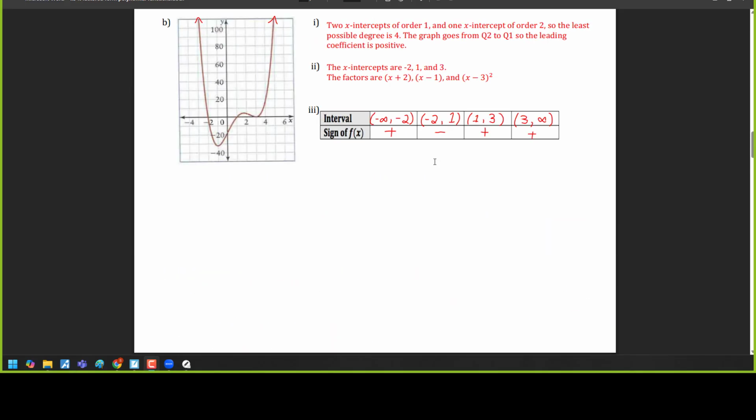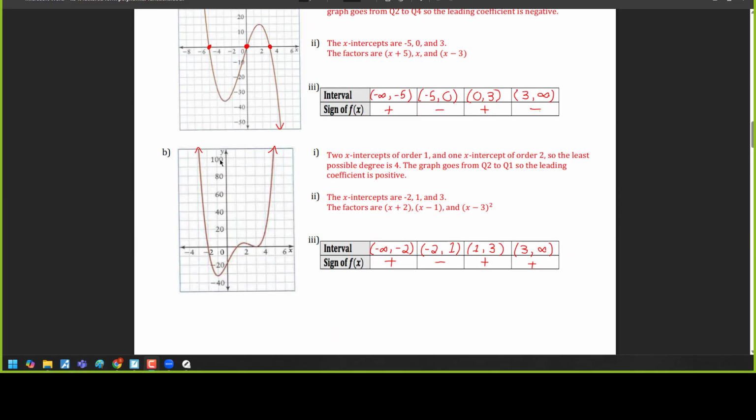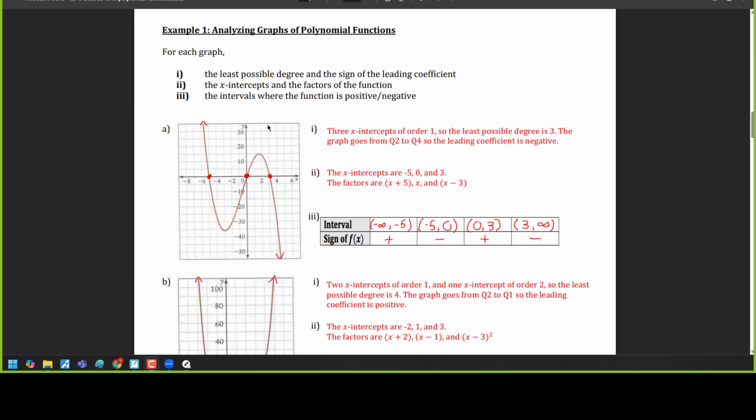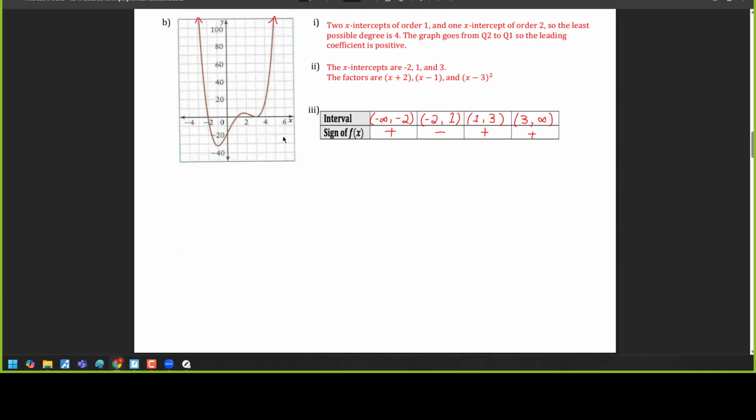So I got a question on how did I get the possible degree to be 4? So remember, the answer is not 4 degrees. It's the least possible degree. What that means is this function has to have at least a degree of 4 or higher for it to exist. And the reason being is because every time you have an x-intercept, you can count the degrees.